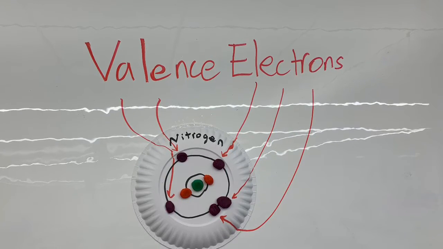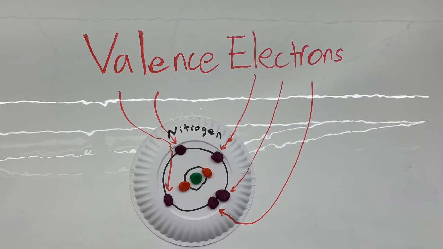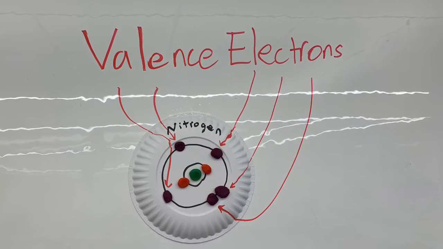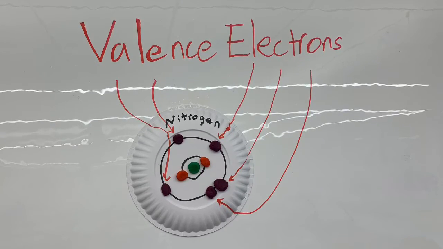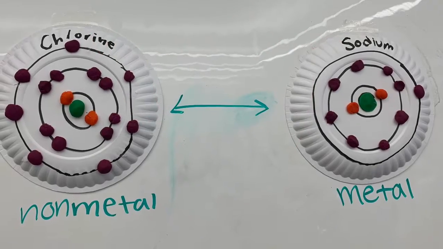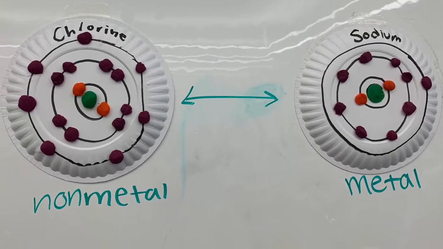Elements whose atoms have the same number of valence electrons are grouped together in the periodic table. Non-metals tend to attract additional valence electrons to form either ionic or covalent bonds. In ionic bonding, oppositely charged ions attract.